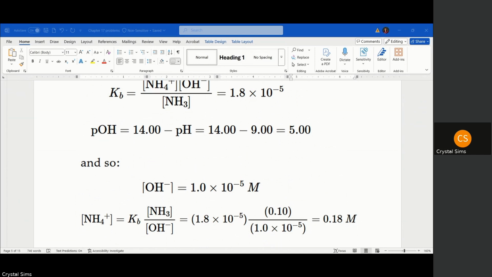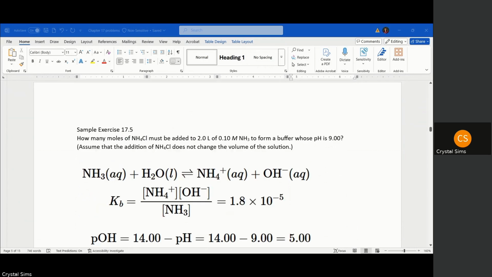So Kb, which is 1.8 times 10 to the negative 5, multiplied by the ammonia concentration, 0.10, divided by the hydroxide ion concentration. And when we do our math and solve here, we get 0.18 molar. What does that mean? Well, that is for our solution to have a pH of 9.00, which is what they ask us for. So in order to have that pH, the ammonium needs to be in a 0.18 molar concentration.